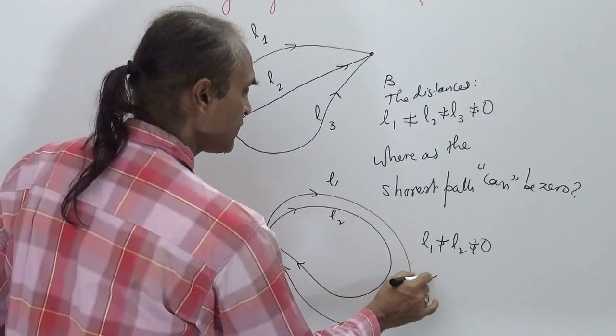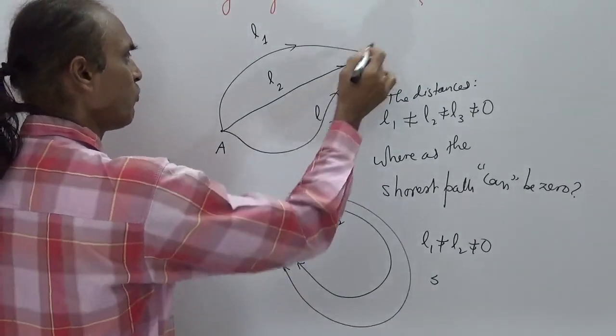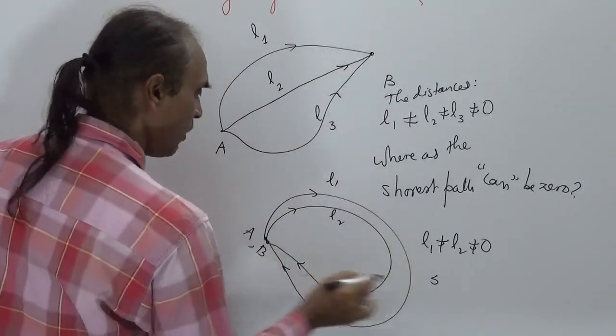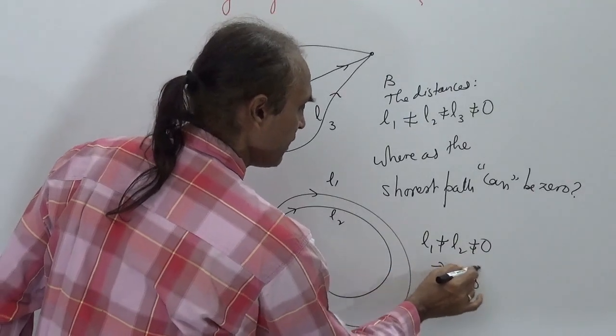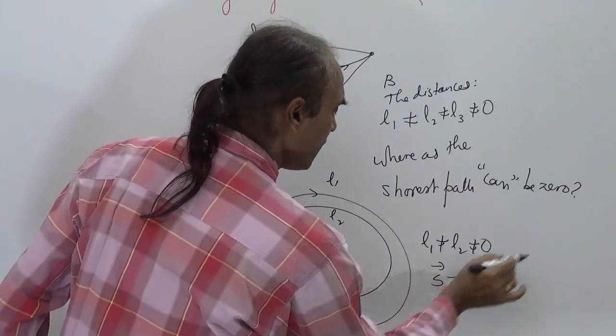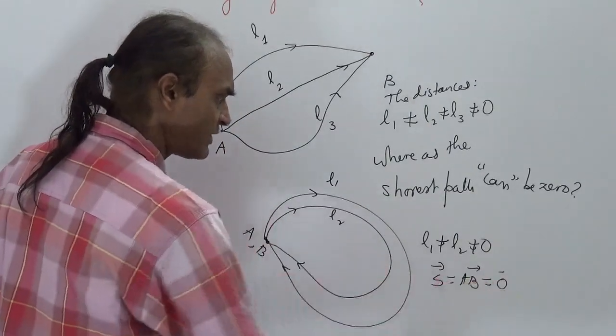And the shortest distance is nothing but displacement. The shortest distance between these 2 points is nothing but displacement. We can say the displacement in this case is nothing but AB. It can be 0. It's a 0 vector, it's not a simple 0. It's not a 0 scalar, it's a 0 vector.